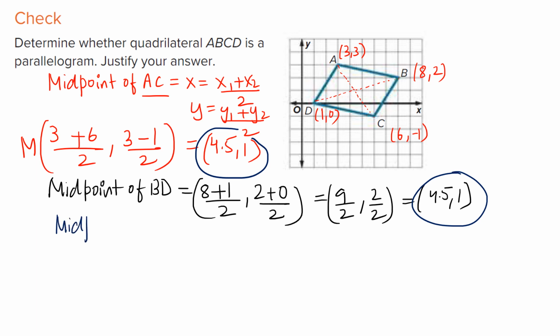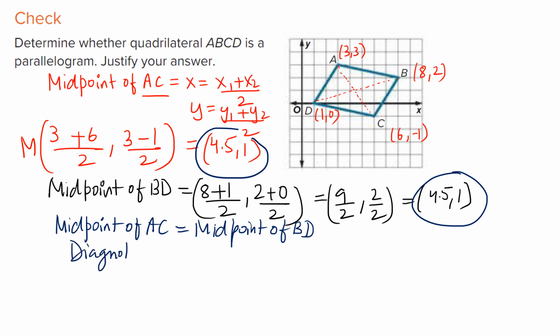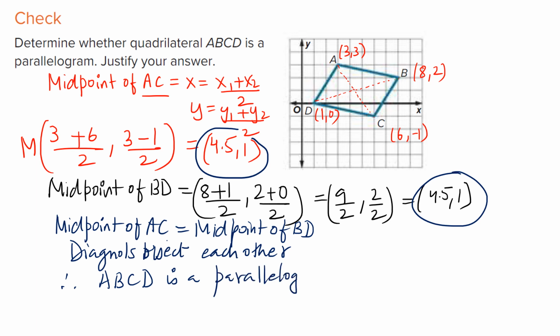So since the midpoint is same, midpoint of AC is equal to the midpoint of BD. That means the diagonals bisect each other. And when diagonals bisect each other, the quadrilateral becomes a parallelogram. Therefore, ABCD is a parallelogram. Because a test for parallelogram is true, the diagonals bisect each other, the midpoint is same, so this is going to be a parallelogram.